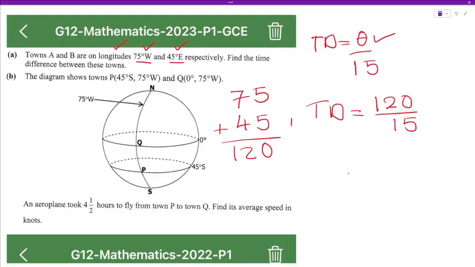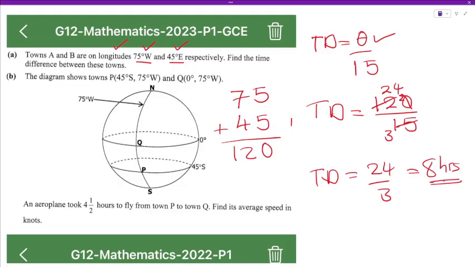In case you have forgotten, this is what we did. We used the 5. 5 there, 3. 5 there, 2, remainder a 2. 5 into 20, 4. Meaning we're going to have TD as 24 over 3. 24 divided by 3 is 8. So your time difference is 8 hours. Remember, they are not asking us to find time, just a time difference. So you are done there. We now go to the next one.